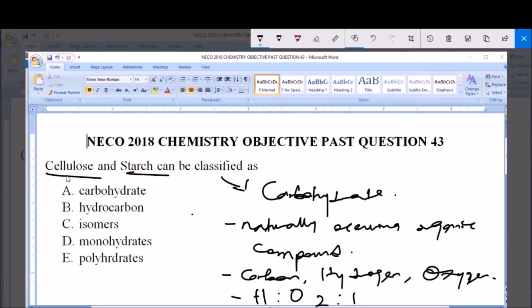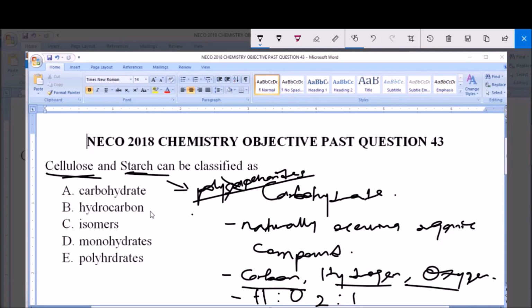Now, if you look at the structure of cellulose and the structure of starch, you will see that they contain carbon, hydrogen, and oxygen only, and the hydrogen and oxygen ratio is 2:1. Although cellulose and starch are polysaccharides, we call them polysaccharides because they consist of more than 2 units of monosaccharides. They are complex carbohydrates, but they are actually carbohydrates because they are naturally occurring organic compounds containing carbon, hydrogen, and oxygen, and their hydrogen to oxygen ratio is 2:1, just like the characteristics of carbohydrates.